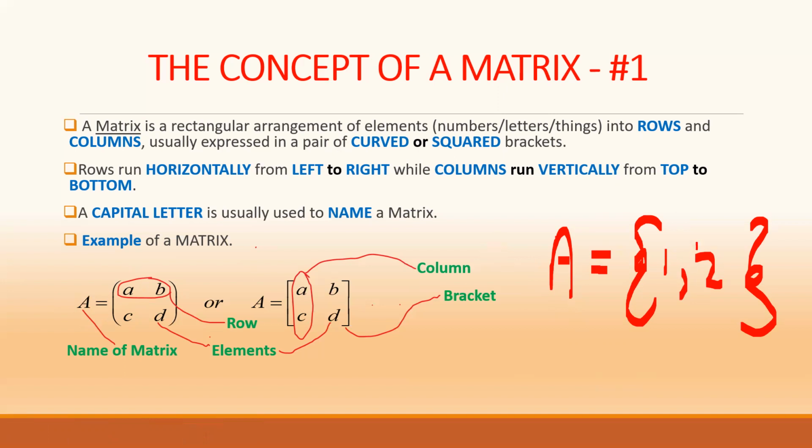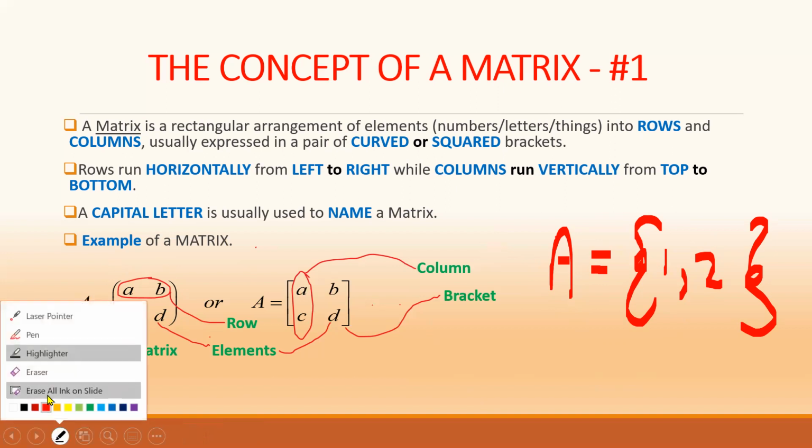The things inside of this set, we call them elements, and those things that are inside of the matrix, we call them elements. For matrices, we use curved brackets or square brackets. However, for sets, we use curly brackets. So it's kind of similar in terms of your remembrance. In terms of remembering, you can make that association, right?